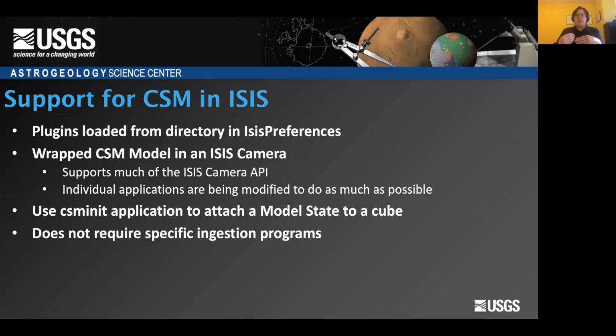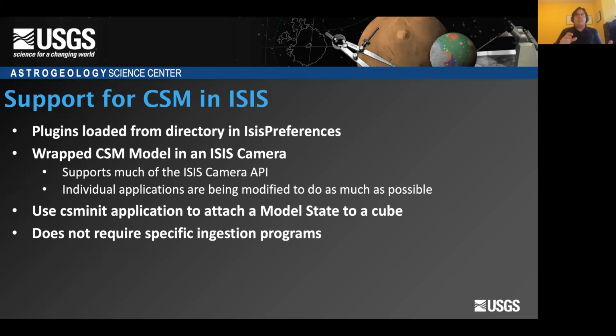So first of all, it is a plugin architecture, and we use a very standard plugin scheme where we have a directory that's specified in your preferences file. And then all of the plugin libraries in that directory are loaded at runtime and available in anything that uses this. On the ISIS API side, we have effectively wrapped an ISIS camera model around a CSM model.